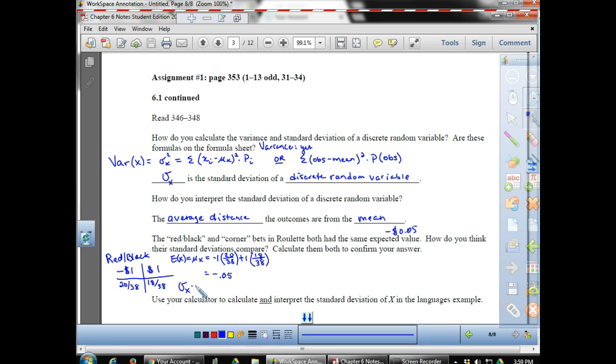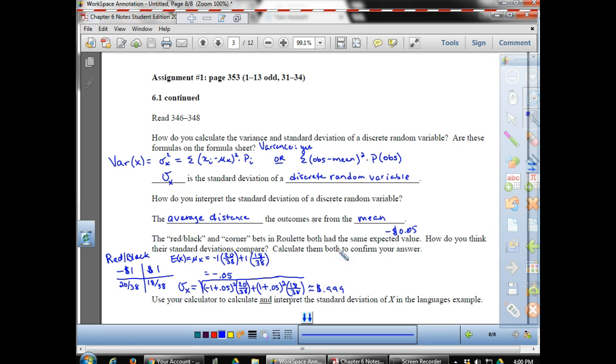Okay, so what I'm going to do now is the standard deviation. So standard deviation of the random variable x is going to be, and I'm going to take the square root of it, -1 minus the mean, which is -0.05, so it ends up being plus 0.05 squared, times its probability. So I have to, again, weight it. Plus, and now I need to do the difference between 1 and the mean, minus 0.05. So 1 minus a -0.05 is 1 plus 0.05 squared, and again times its probability, which is 18 out of 38. And this gives you approximately almost $1, 0.999.